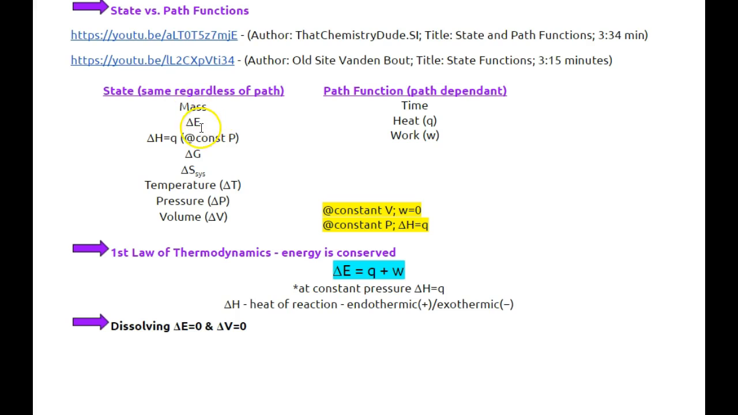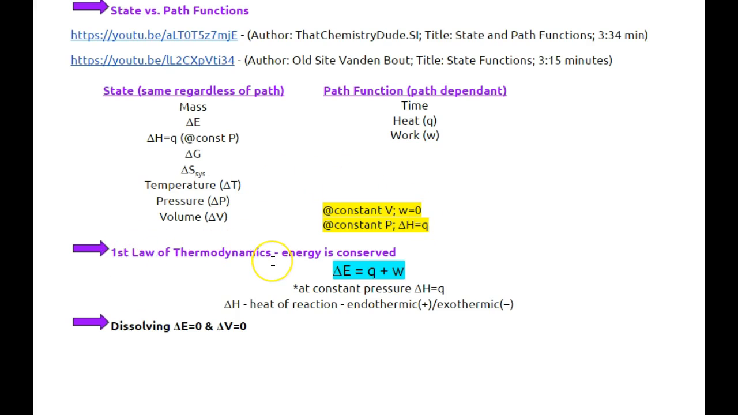So each of these: mass, delta E, delta H, delta G, delta S of a system, temperature, pressure, volume, all of these are state functions, meaning it doesn't matter how we get there, we only care about the end result. These are path functions: time, heat, and work. At constant volume, work is going to equal 0. So meaning if there's no expansion or contraction, then no work is being done. So work must equal 0. At constant pressure, the enthalpy is equal to the amount of heat energy. So delta H is equal to Q.